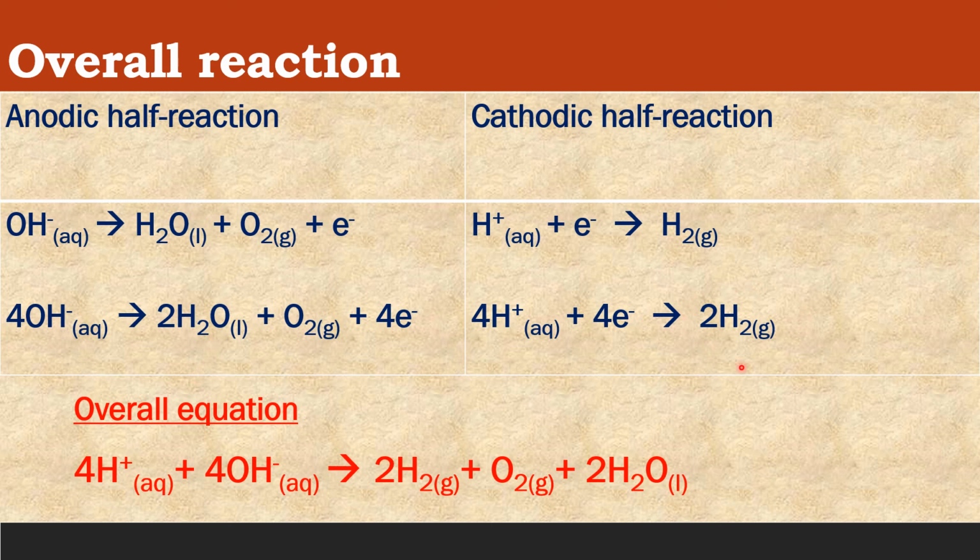So I have 2H2 as product from cathode, and that's what I have here. I have this O2 as product from anode, and that's what I have here. I have 2H2O as product from anode, and that's what I have here. And then this is the overall equation of the reaction that occurs at the anode and at the cathode. So the 2 of them combined together have already given us a single equation that we refer to as the overall equation.